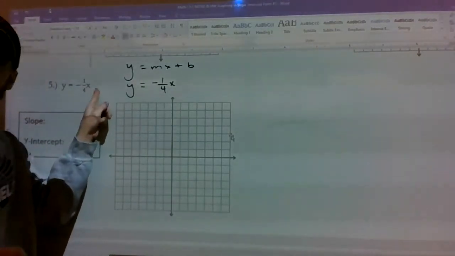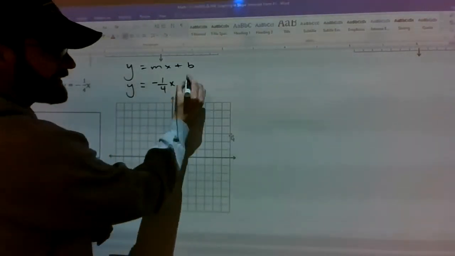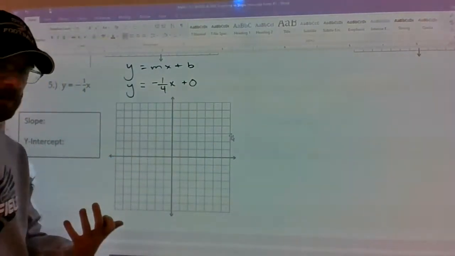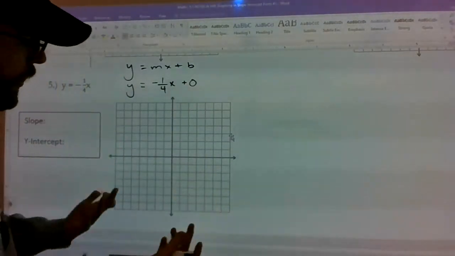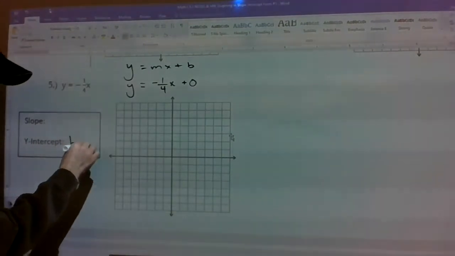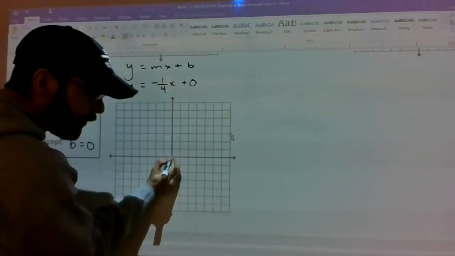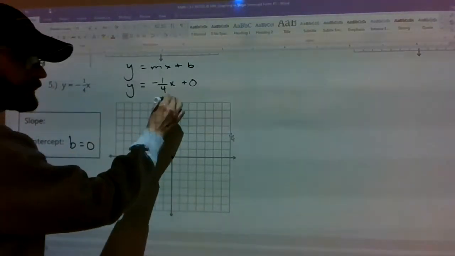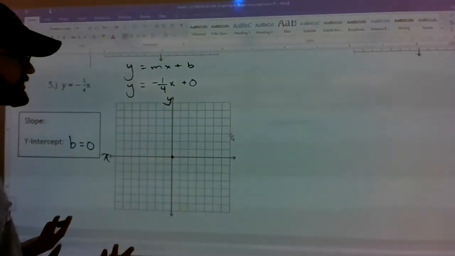Well, if you're left with no b, all that means is that there's an imaginary plus 0 that's tagged along here. That plus 0 means, oh, we're starting right at the origin. The origin is literally a point on that line. Okay? So that's the place on the y-axis where we start.